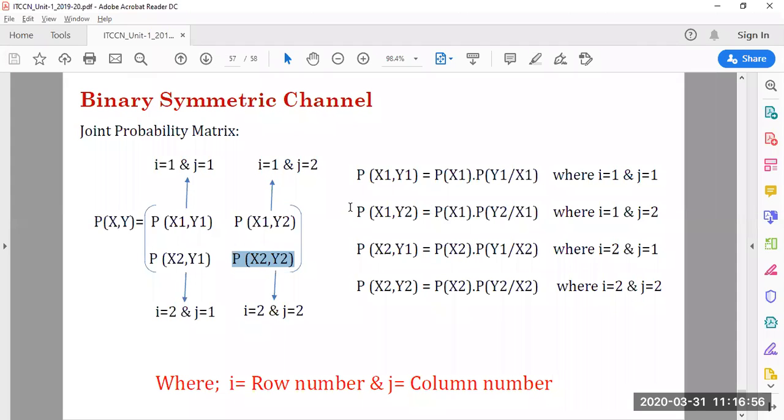Okay, so then next you have P of x, P of y by x, P of x comma y, P of y. So you can calculate H of x, H of y, H of x comma y. So calculate H of x, H of y and H of x comma y.